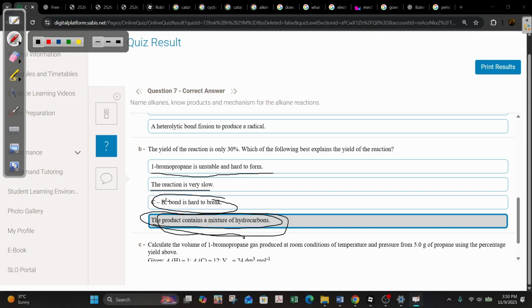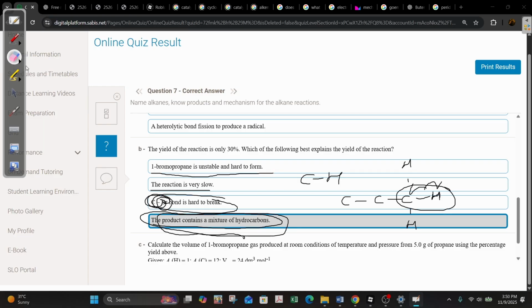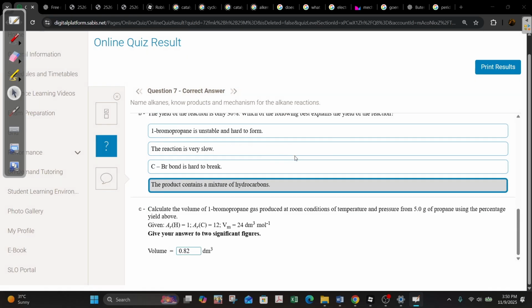The thing is, we're not breaking the CBr bond. We are only breaking the CH bond in the propane. So look, in propane, the same thing happens. Homolytic fission occurs between the two atoms, so the carbon will get an electron, and the hydrogen will get an electron. We're not breaking a CBr bond, we're only breaking a CH bond. So the CBr bond option is wrong.